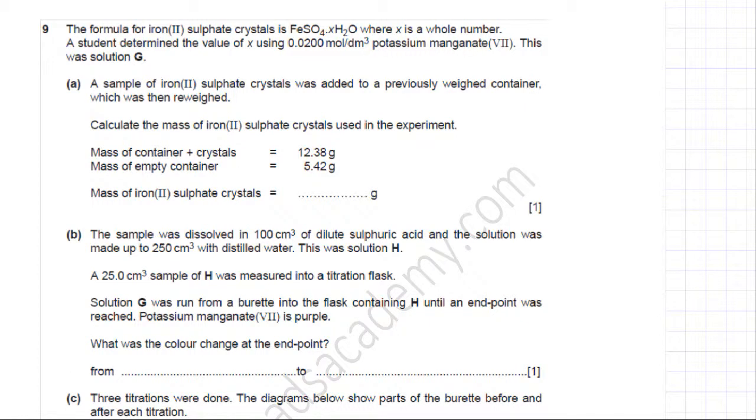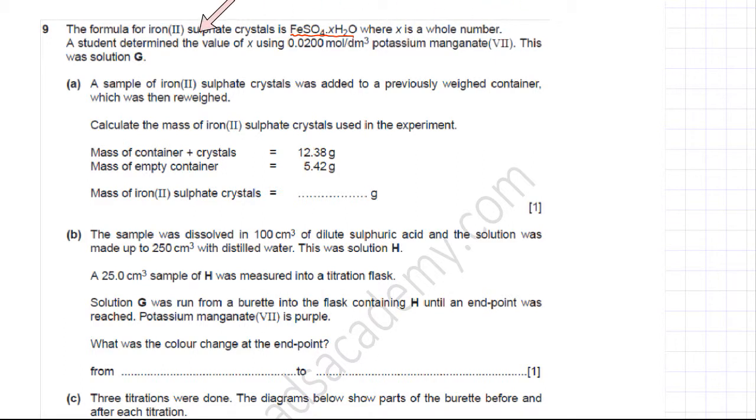In the following moles and titration question taken from the ATP paper for O levels, the question is about finding the water of crystallization in a hydrated salt. The question reads that the formula of iron(II) sulfate crystals is FeSO4.xH2O, where X is the number of water molecules attached to each FeSO4 compound in the salt, and X is a whole number.